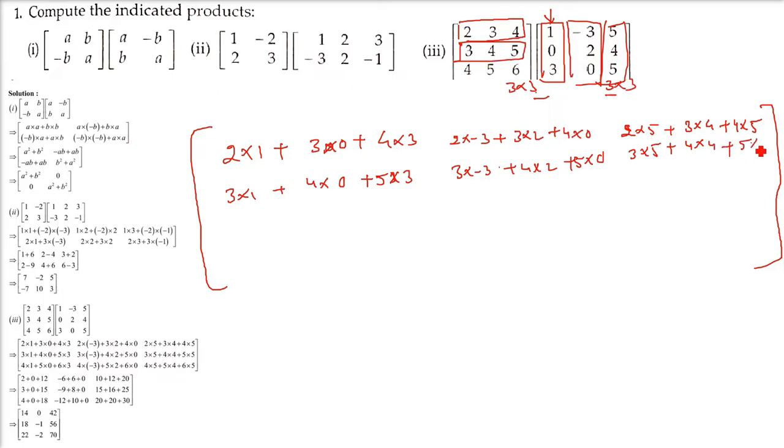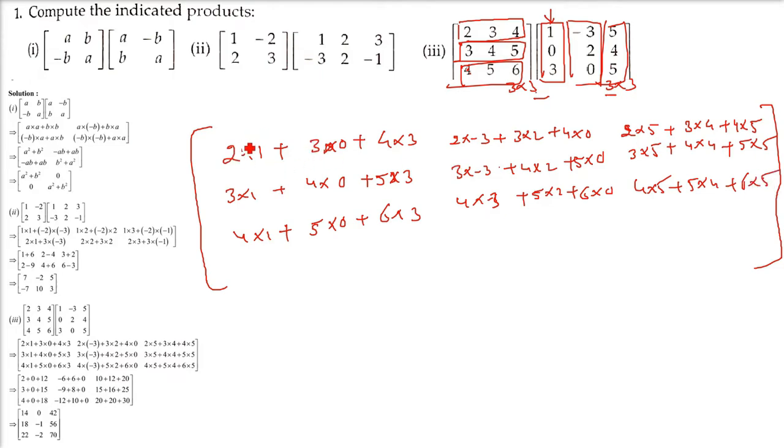Then the third row with all the columns. 4 into 1 plus 5 into 0 plus 6 into 3, 4 into negative 3, 4 into 2, 5 into 2, sorry, 6 into 0. Now third one, 4 into 5, 5 into 4, and 6 into 5.